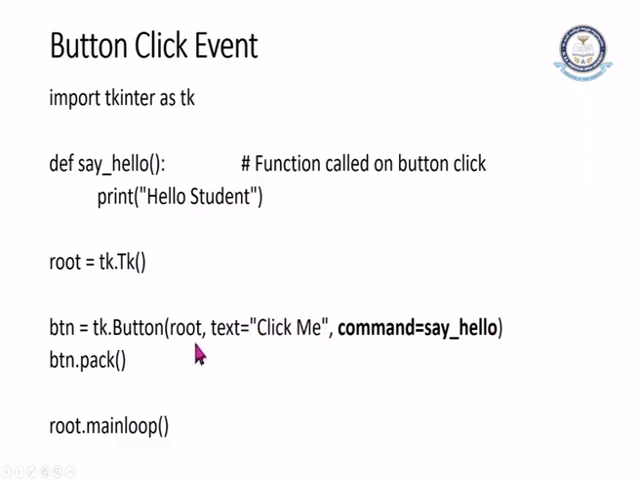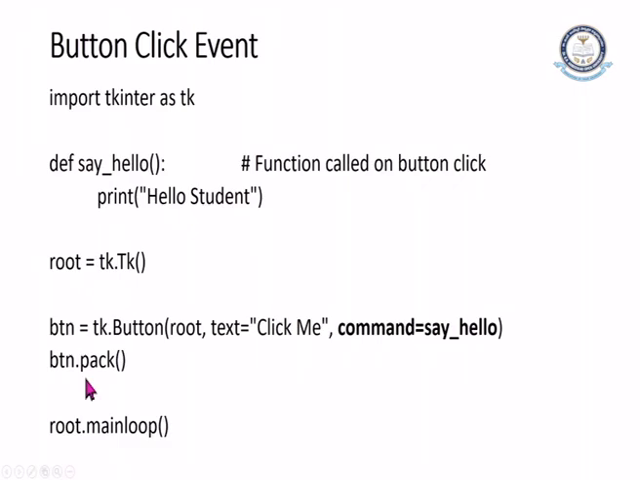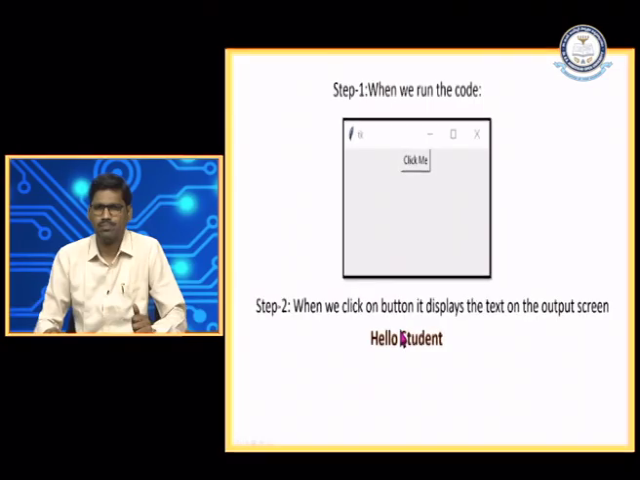So, focus here, this is the new point in this example. Root, text assignment click me: a button is created, and the text I want to display on that button is click me. Then whenever the user clicks on that button, I want to call this function, say hello. You need to write that function name as the value for the command property. After that, attach the created button to the root window, then it will be displayed, and the window should be in the active state. For that we write mainloop.